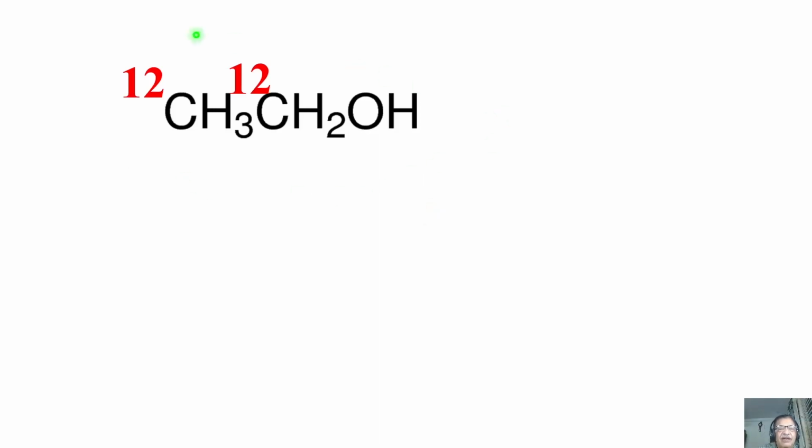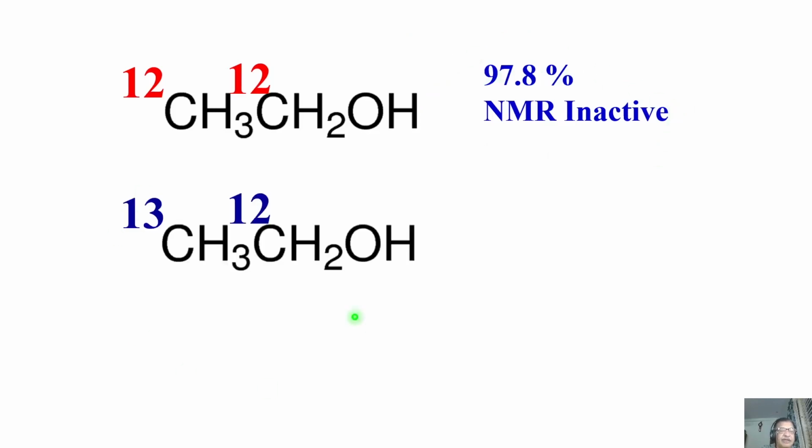Now in ethyl alcohol, what are the possible isotopomers we can think of? The possible isotopomers are: this carbon can be carbon 12, and this carbon can be carbon 12. I said this probability is 97.8%. It is NMR inactive. This can be carbon 13, and this can be carbon 12. It is only 1.1% NMR active.